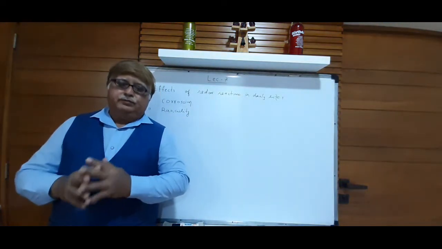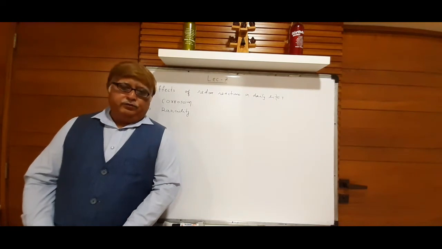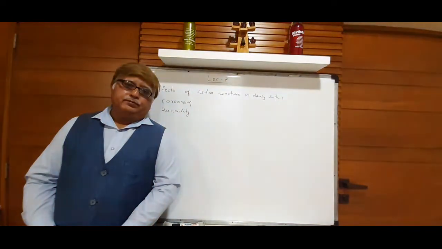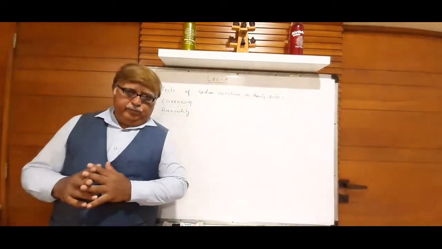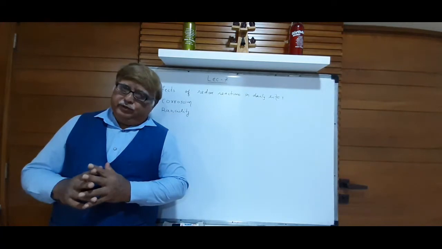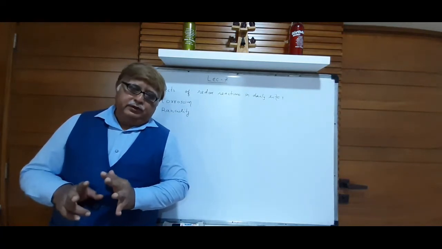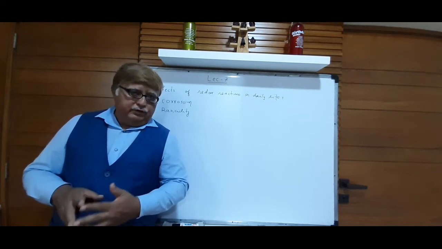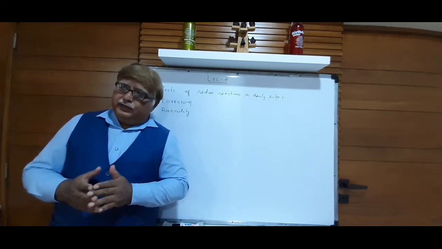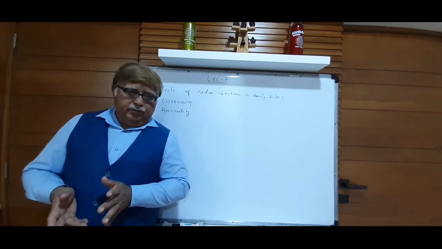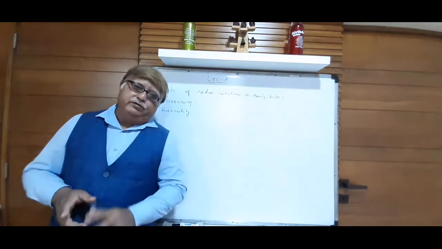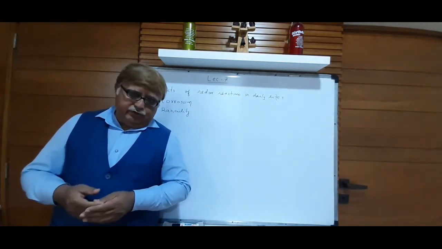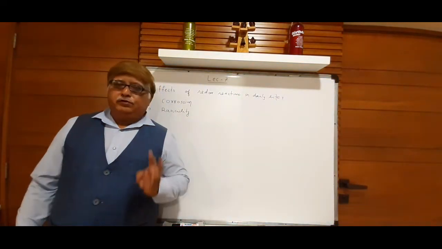Question number 3. What is redox reaction? Explain with suitable examples. It means you have to write the 3 chemical equations we discussed: one of copper oxide, one of zinc oxide, one of manganese oxide. You have to mention all of them when you complete this answer of redox reaction. This is question number 3.